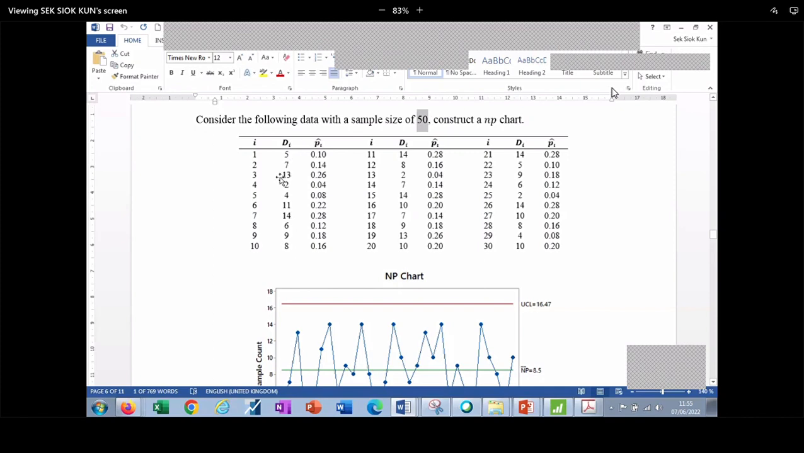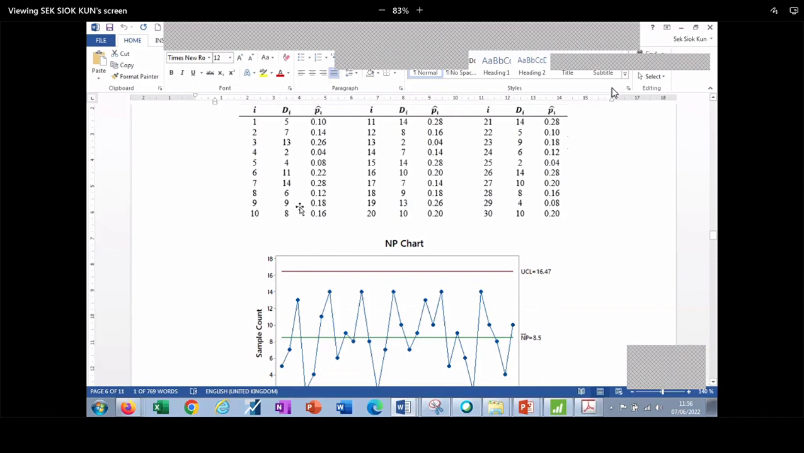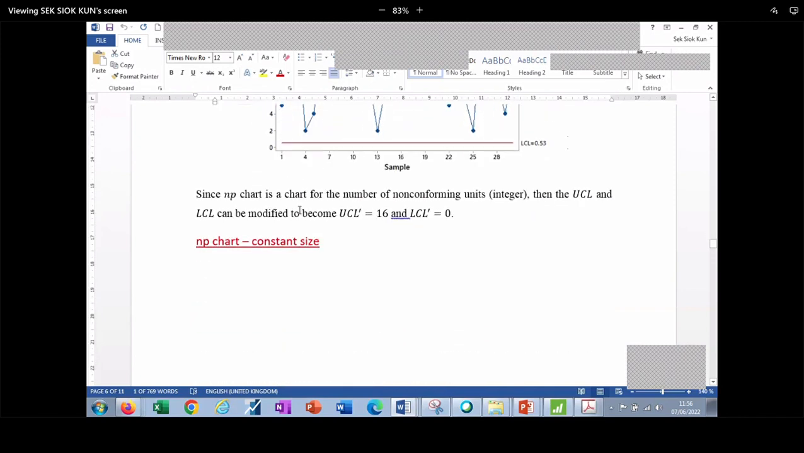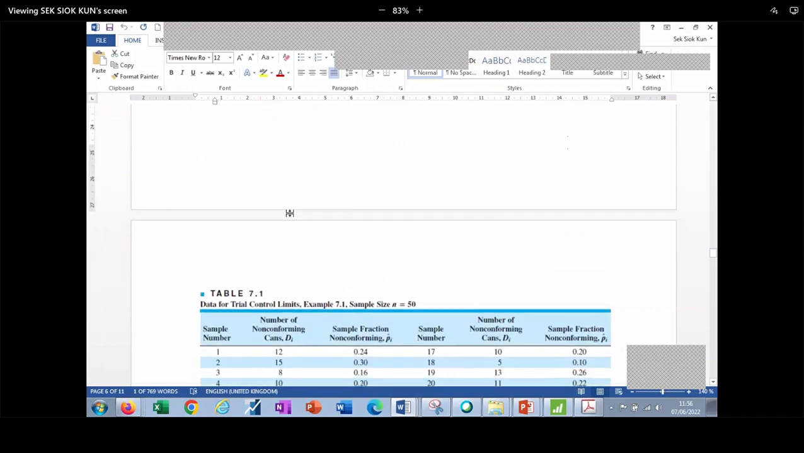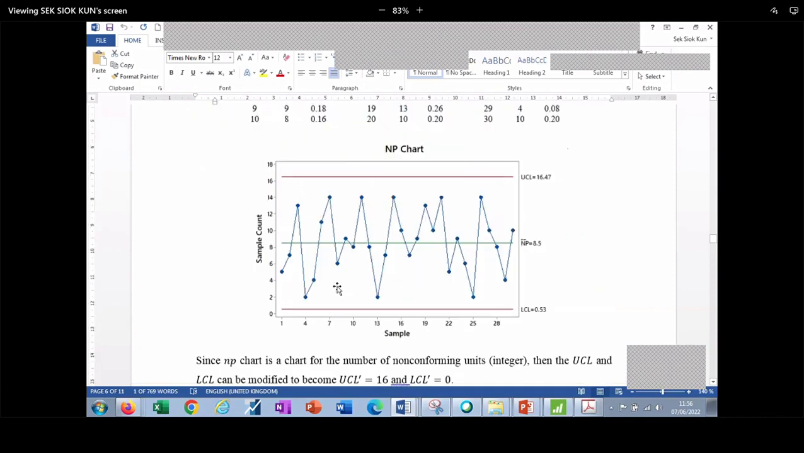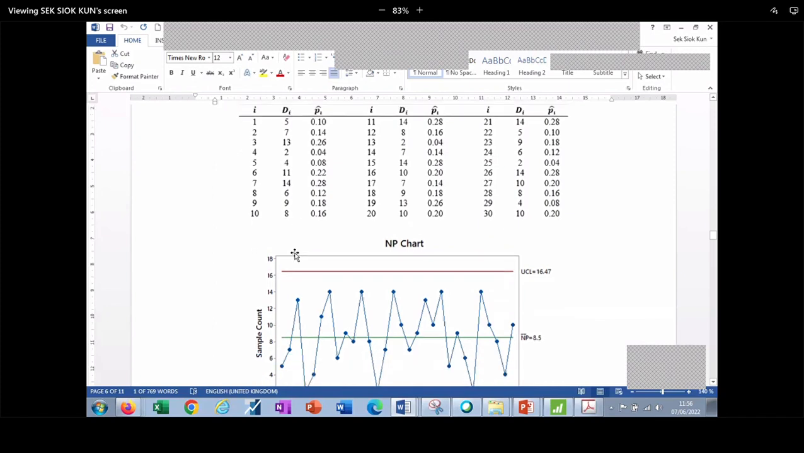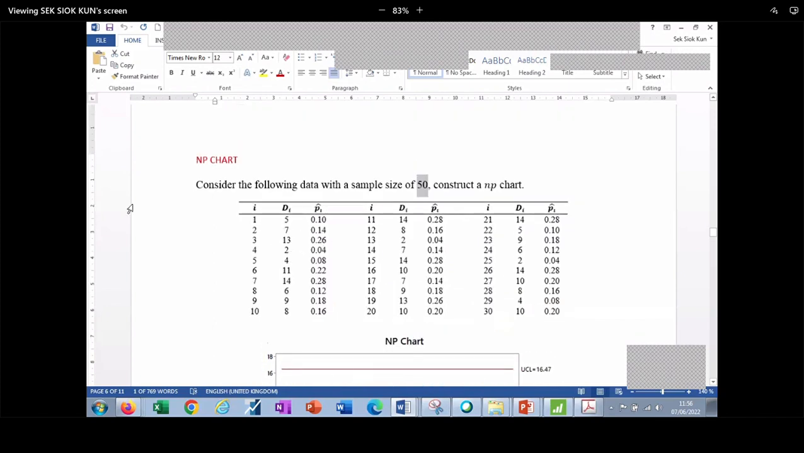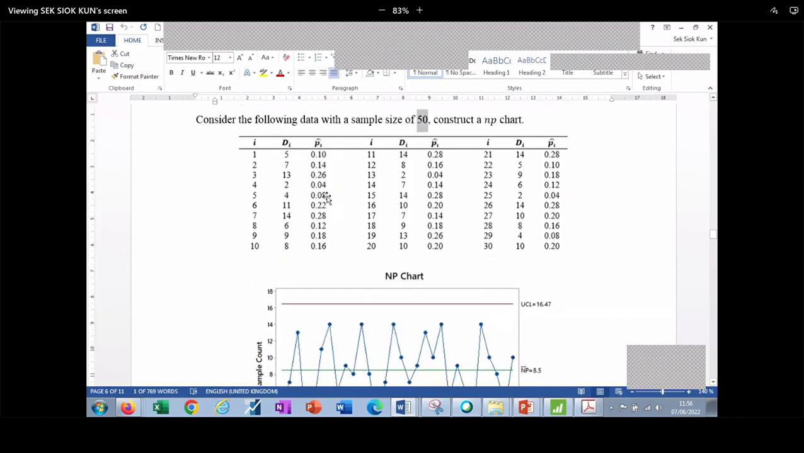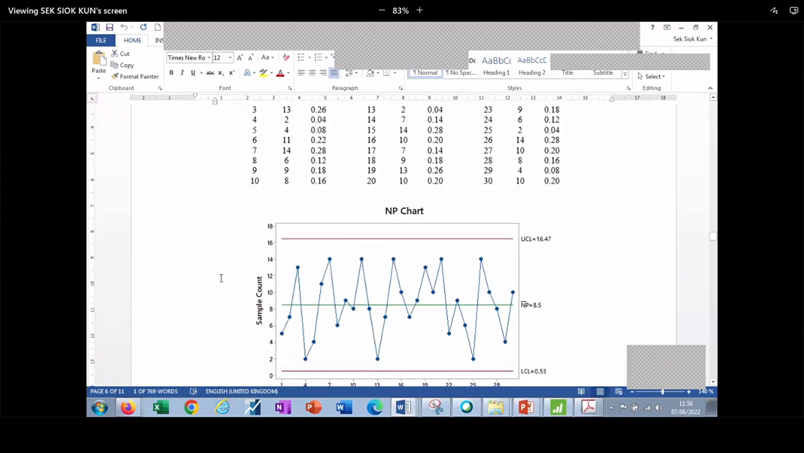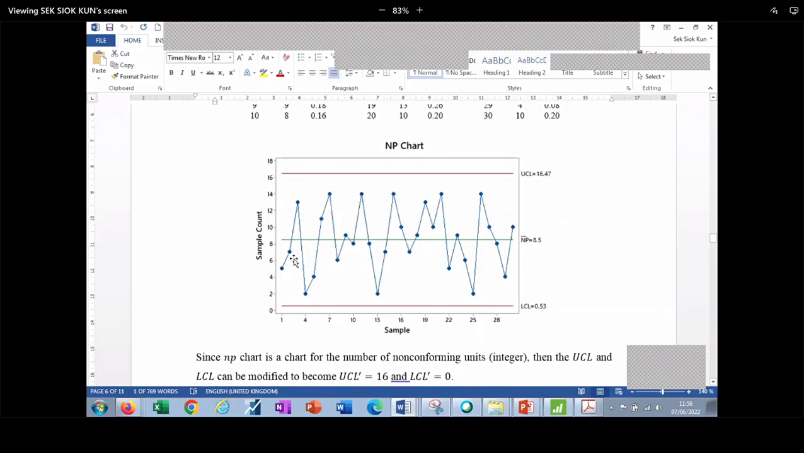Then you need to use DI divided by 50, so you calculate for each subgroup. After that, proceed with the control limit. How to calculate the control limit? Because the sample size is the same, it's very simple, just like the formula in the slide. So it will be a straight line here, and from there you can observe all are in control.